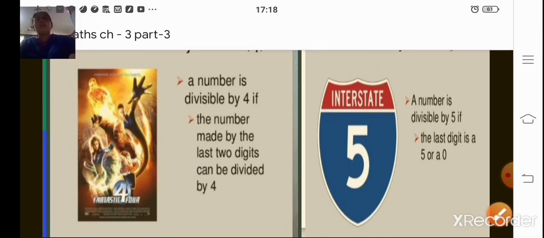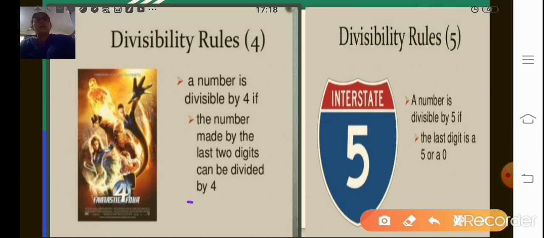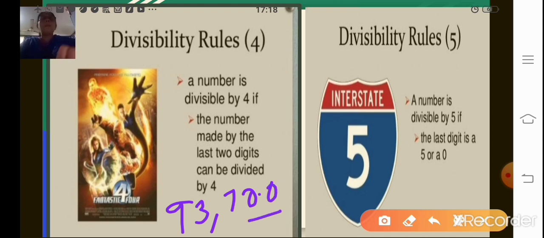Now suppose I take the number 93,700. Here the last two digits are 00. It is also divisible by 4 when the last two digits are 00. So you can say that this whole number, 93,700, is easily divisible by 4.